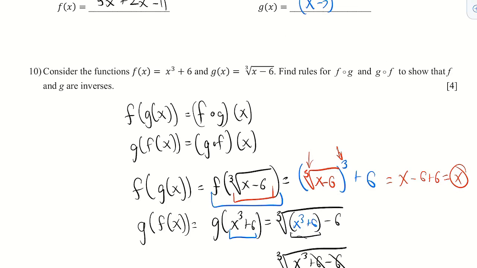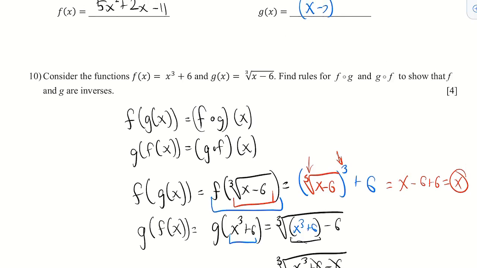So if I'm left with x, then I can say that these two functions are inverses. Also, I can write this as f of the inverse of x, right? And if we do the composition of both an original function and its inverse, they technically cancel each other out, and you're only left with x.